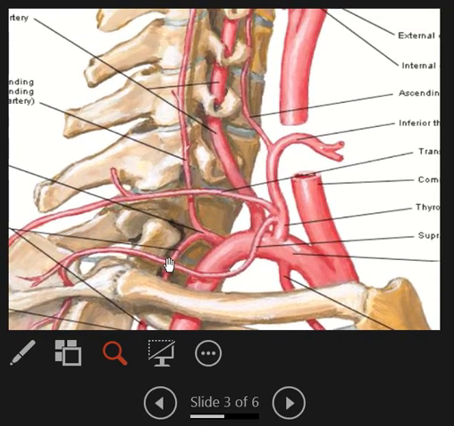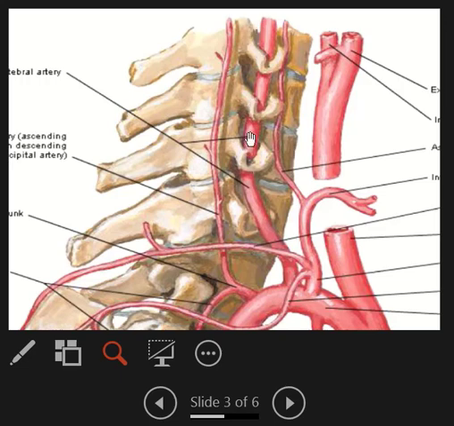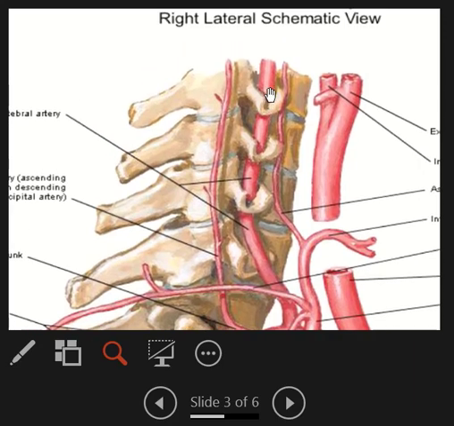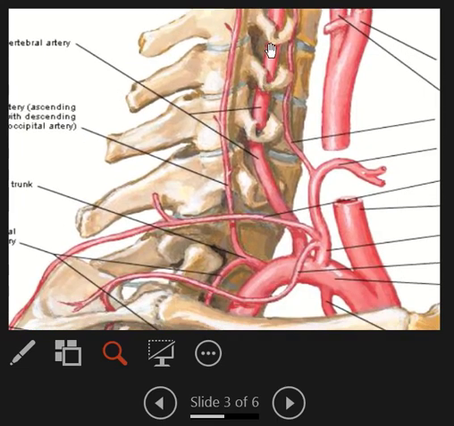The last branch of the first part of the subclavian artery is the vertebral artery. This artery supplies the brain, ascends in the transverse foramen of the cervical vertebra, and finally goes to the foramen magnum of the skull, and finally reaches the brain.